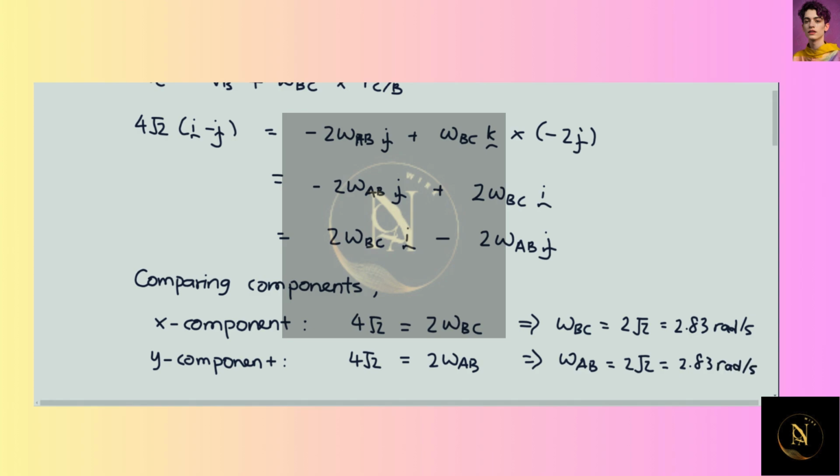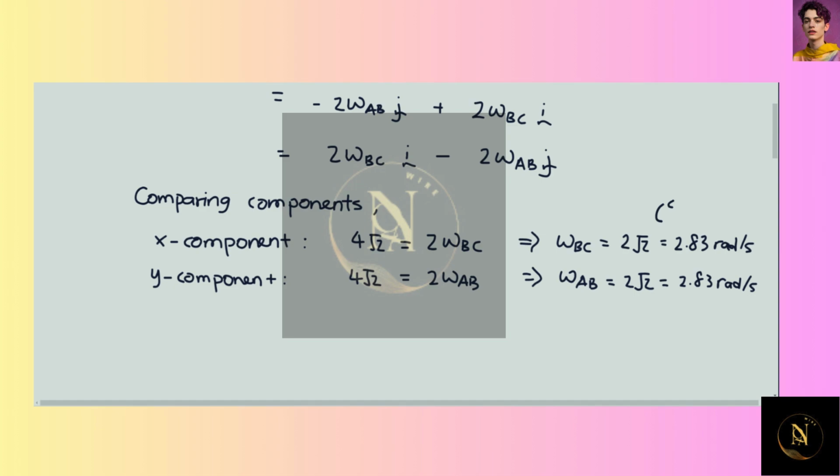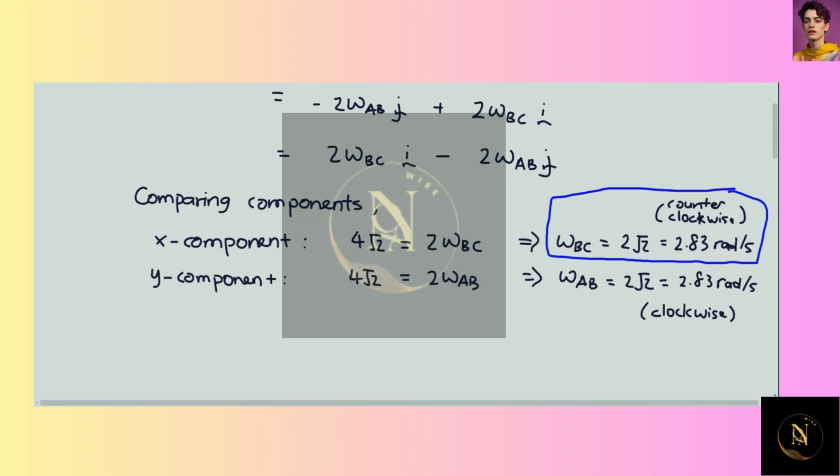Okay, just that omega BC is going to be counterclockwise, but omega AB will be clockwise. Yeah, so this is the answer for omega BC, and then this is the answer for omega AB. Okay, that's all.